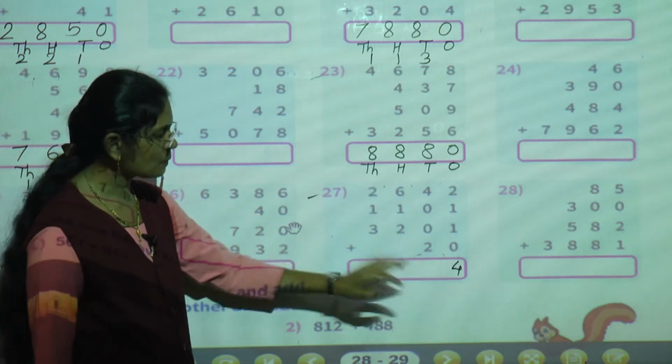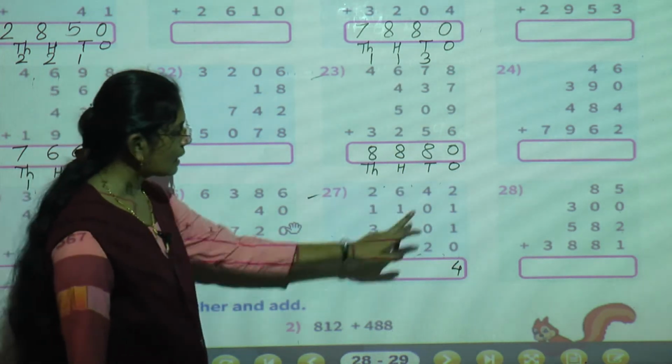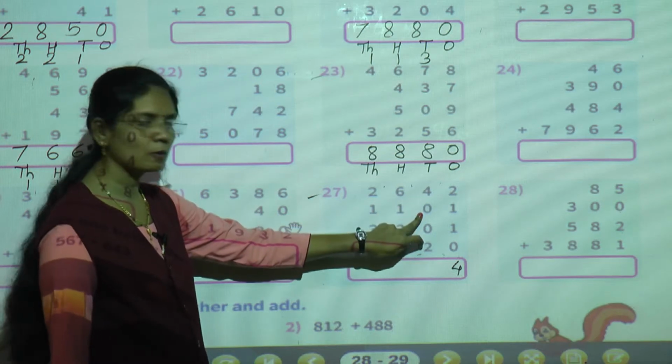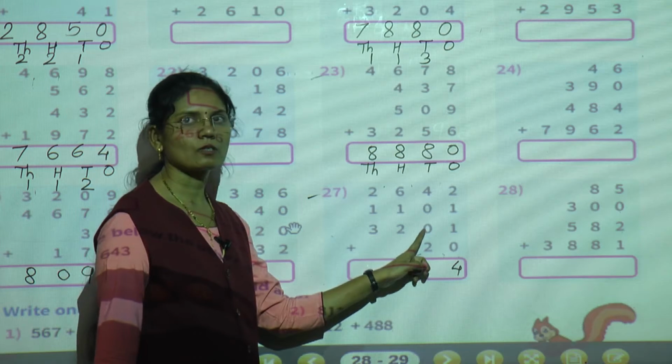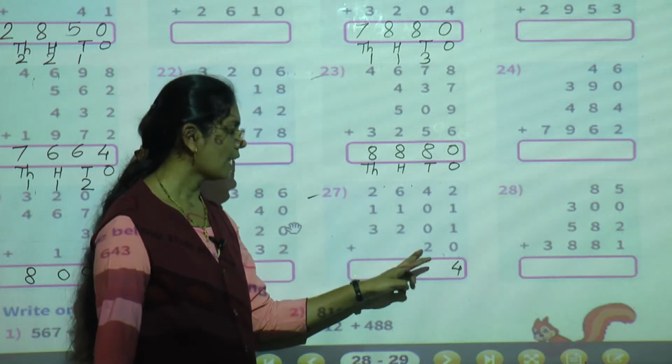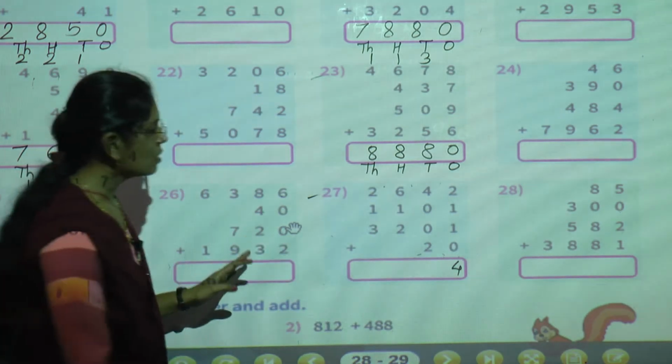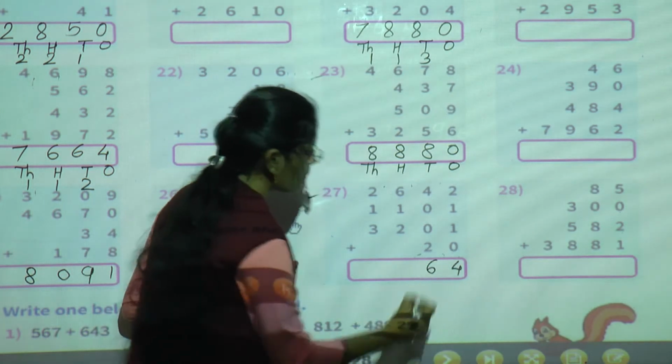Now see the tens place numbers. At tens place 4 plus 0, 4. Again one more 0 is there. So 4 plus 0, 4 and 4 plus 2, 6. This is also very simple addition.